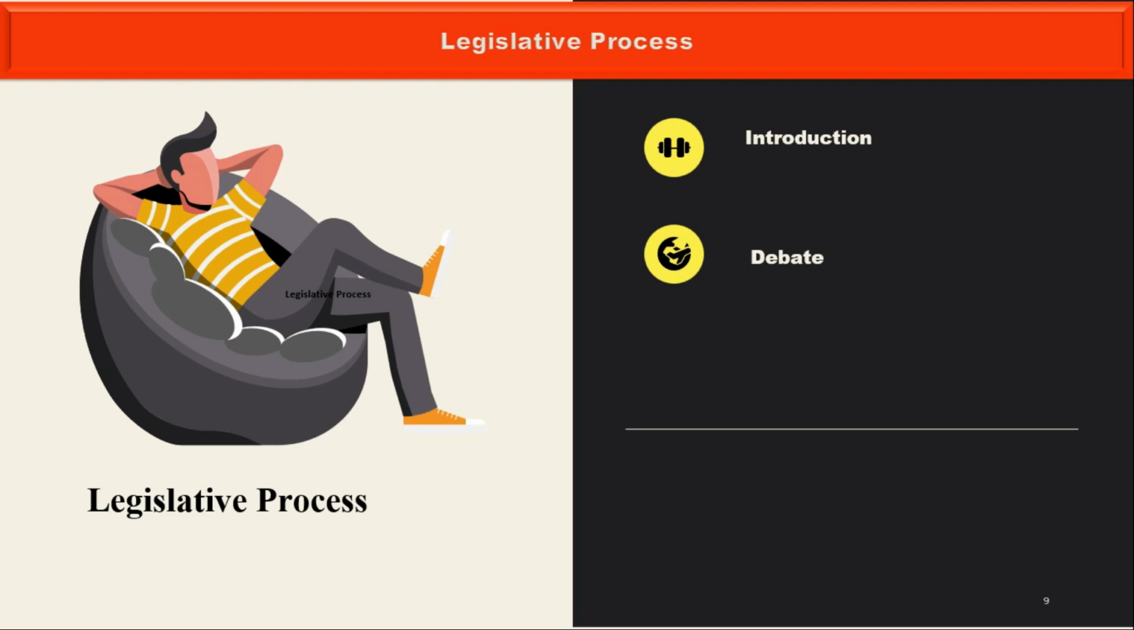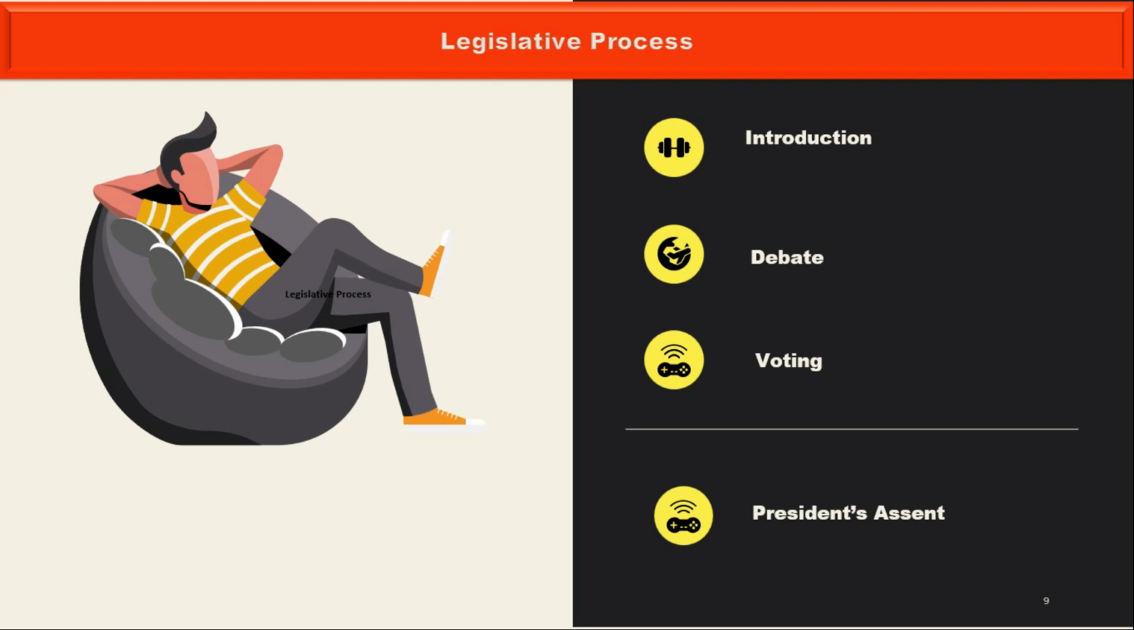It is debated in the legislative process, and finally they vote on the bill. The bill is put to vote. The members of Parliament vote for the bill, and the majority wins the bill. And then there is the President's assent. Last and foremost, the President must approve the bill to make it a law. This is the legislative process in our Parliament.